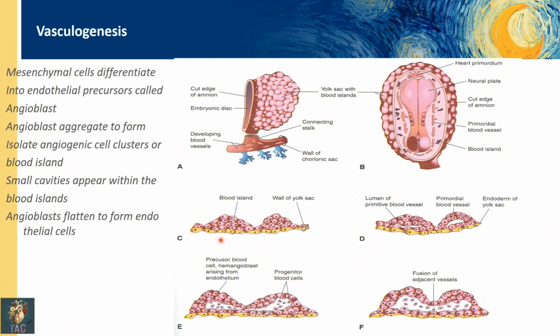So in this diagram you can see these are the blood islands. This is the wall of the yolk sac, and initially these are present in the form of angioblast or angiogenic aggregates. When the cavities appear in this area, these are the cavities which are present. So cells surrounding these cavities will form the endothelial cells of the cavities, and cells which are remaining will form the precursors of the blood.